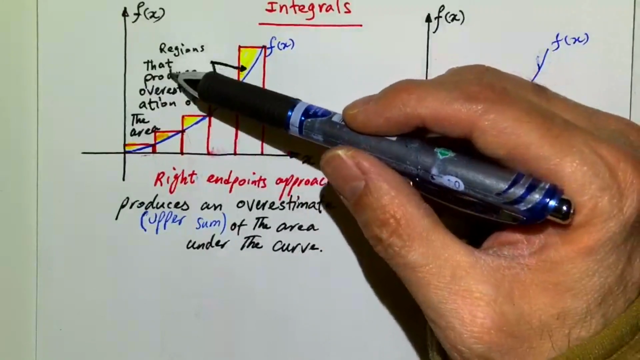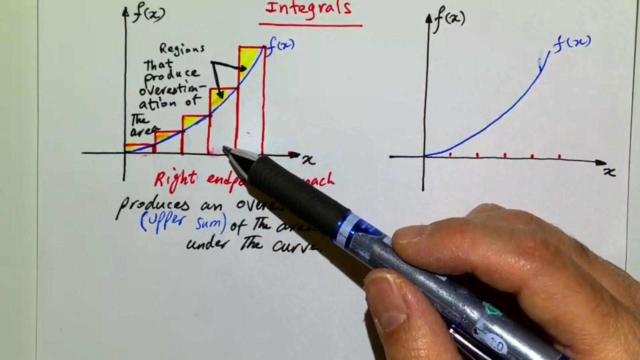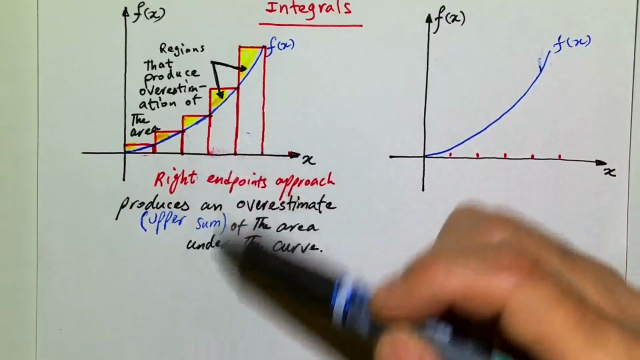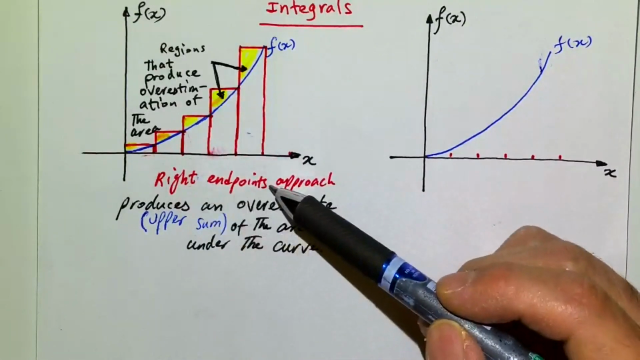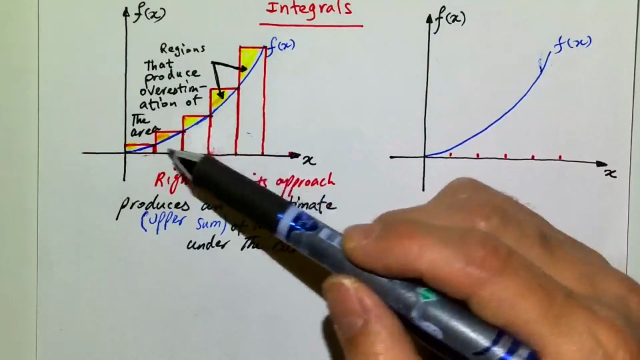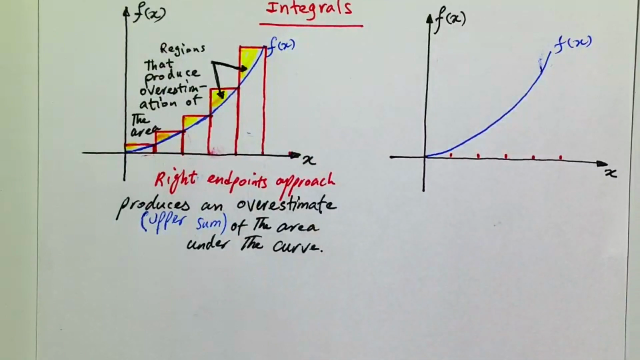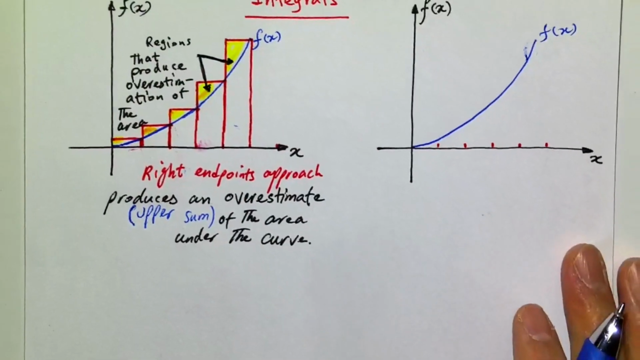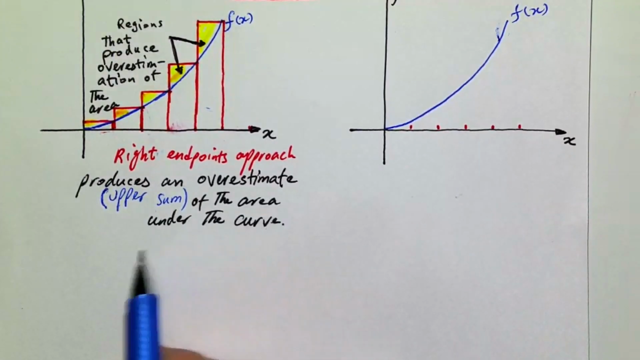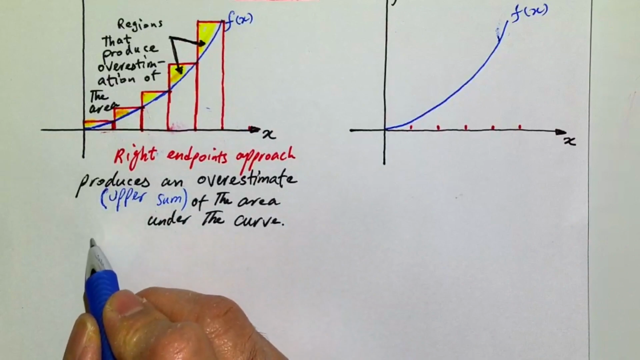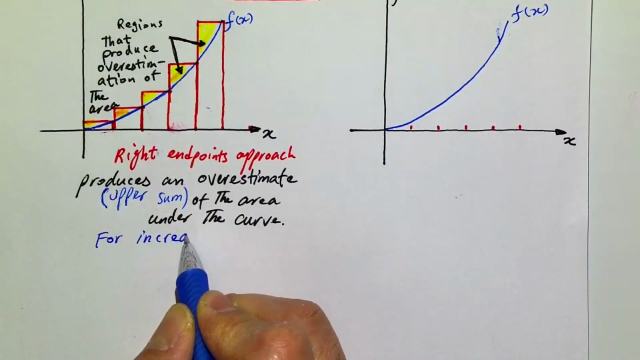If we had a decreasing curve, then this method would produce an underestimation. So the kind of error that this approach generates depends on whether we have an increasing curve or a decreasing curve. So let me add very quickly to this that this would produce the overestimate of the area under the curve when we have increasing curves.